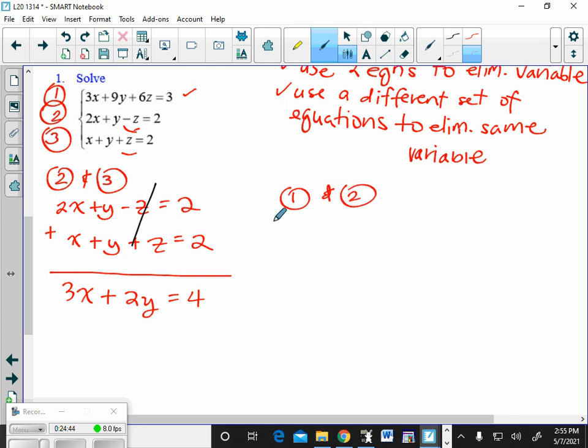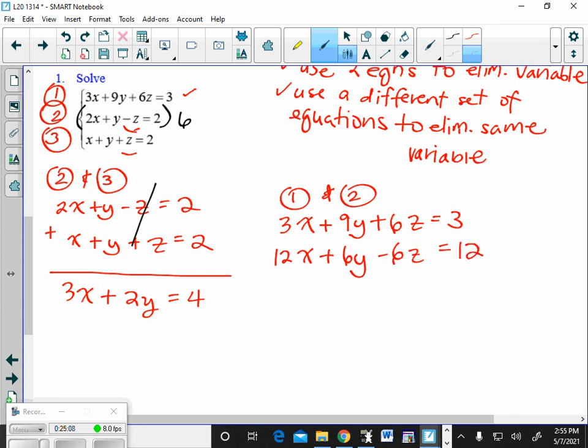And that is a different set. So that's 3x plus 9y plus 6z equal to 3. And we have this equation multiplied by a 6. So let's see what we have. 12x plus 6y minus 6z equals 12. So you can see that we did eliminate the same variable.